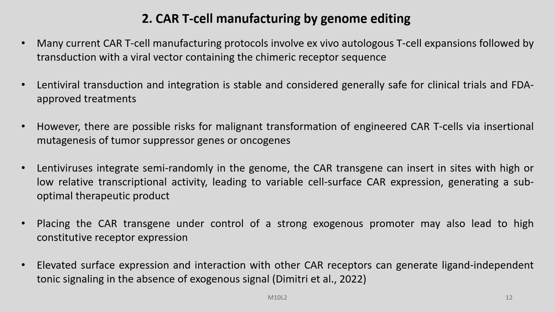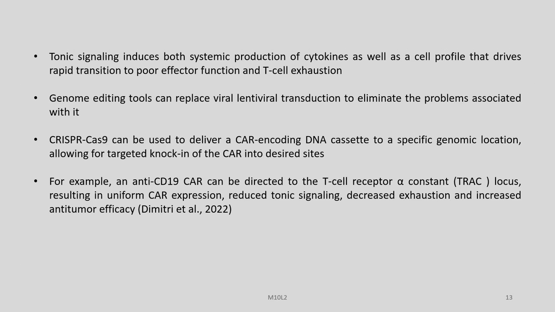The CAR transgene can insert in sites with relatively high or low transcriptional activity, leading to variable cell surface CAR expression, generating a suboptimal therapeutic product. Placing the CAR transgene under control of a strong exogenous promoter may also lead to high constitutive receptor expression. Elevated surface expression and interaction with other CAR receptors can generate ligand independent tonic signaling in the absence of exogenous signals. Tonic signaling induces both systematic production of cytokines as well as a cell profile that drives rapid transition to poor effector functions and T cell exhaustion.